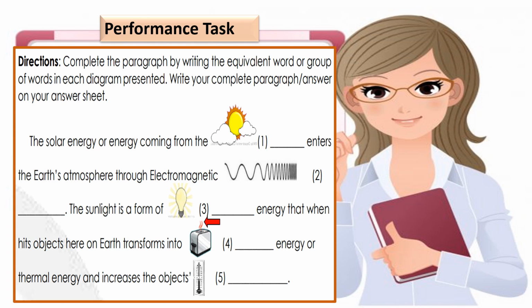So you have there the solar energy or energy coming from the blank enters the Earth's atmosphere through electromagnetic blank. The sunlight is a form of blank energy that when hits objects here on Earth transform into blank energy or thermal energy and increases the object's blank. So this task is very easy if you just pay attention at the very first part of our video.